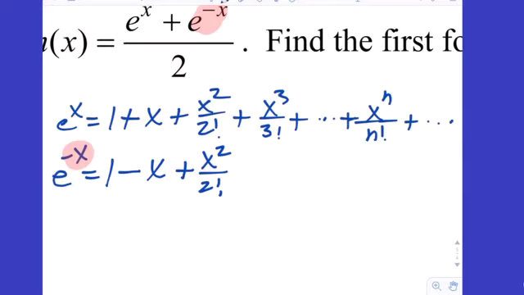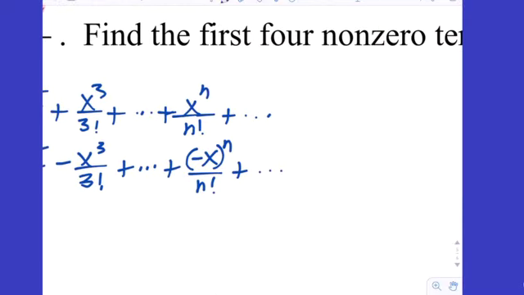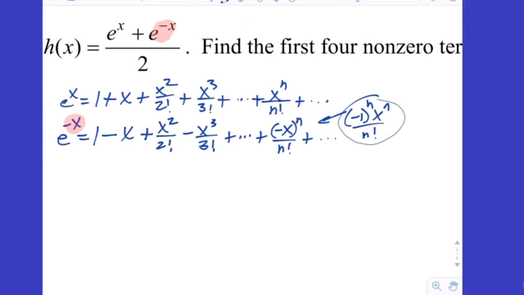So anytime you have an odd power, it's going to change the sign. Anytime you have an even power, it's going to keep the sign. So this becomes minus x cubed over 3 factorial plus dot dot dot plus. Now you could do the same thing here. You could say it's negative x to the n over n factorial, and that would be both fine and dandy. Or you could separate them and say it's negative 1 to the n times x to the n over n factorial. Either one. Okay?